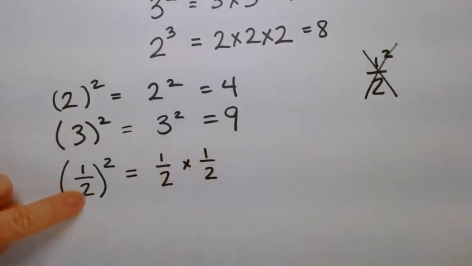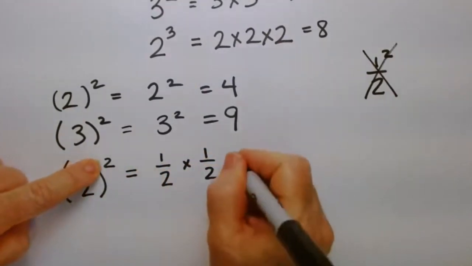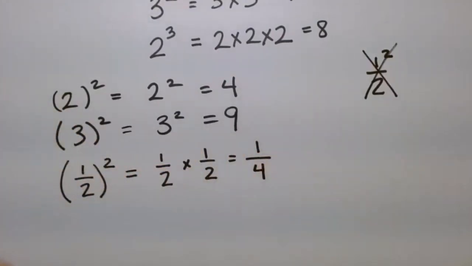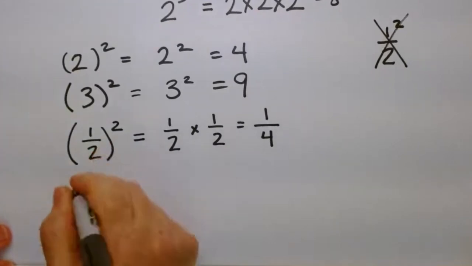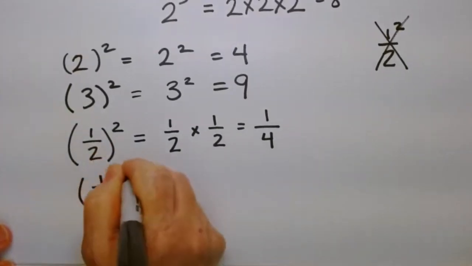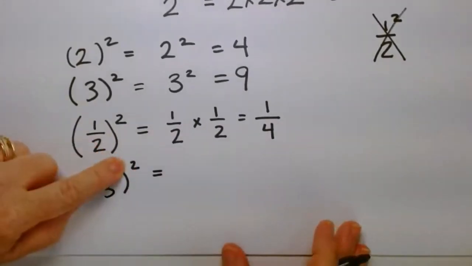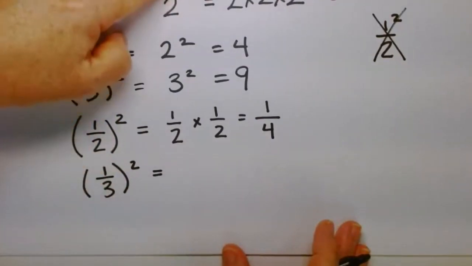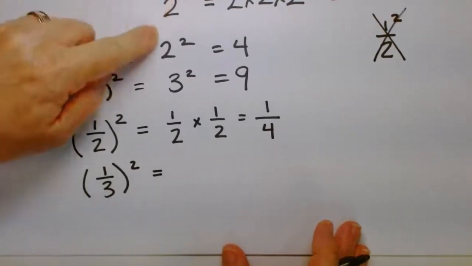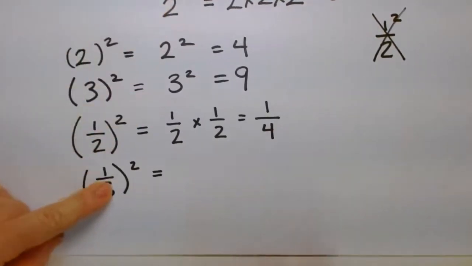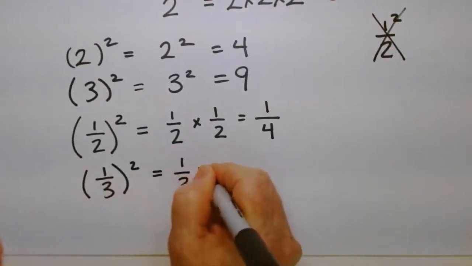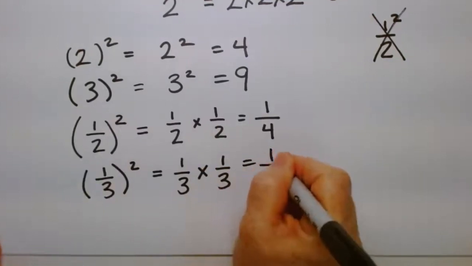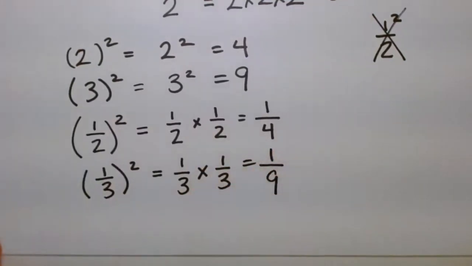So we take this number and we multiply it by itself twice. So this is 1 times 1 is 1. 2 times 2 is 4. All right. If I say 1/3 squared, this is like 2 cubed, or 2 to the third power, or 3 squared, 3 to the second power. There are different ways of saying the same thing. So 1/3 squared means this is 1/3 times 1/3. Okay, 1 times 1 is 1. 3 times 3 is 9.